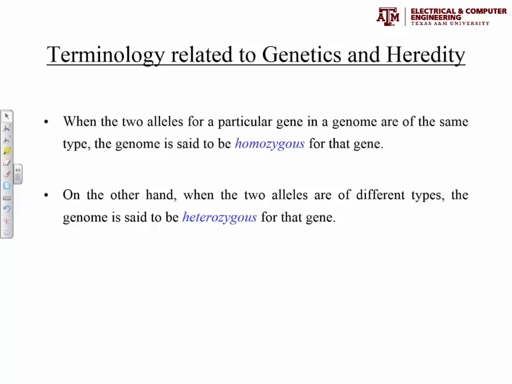Now, when the 2 alleles for a particular gene in a genome are of the same type, let's say the hemoglobin gene, you have 2 copies, both of them are wild type, then you say that the genome is homozygous for that gene. Again, some terminology. On the other hand, when the 2 alleles are of different types, then you say that the genome is heterozygous for that particular gene.